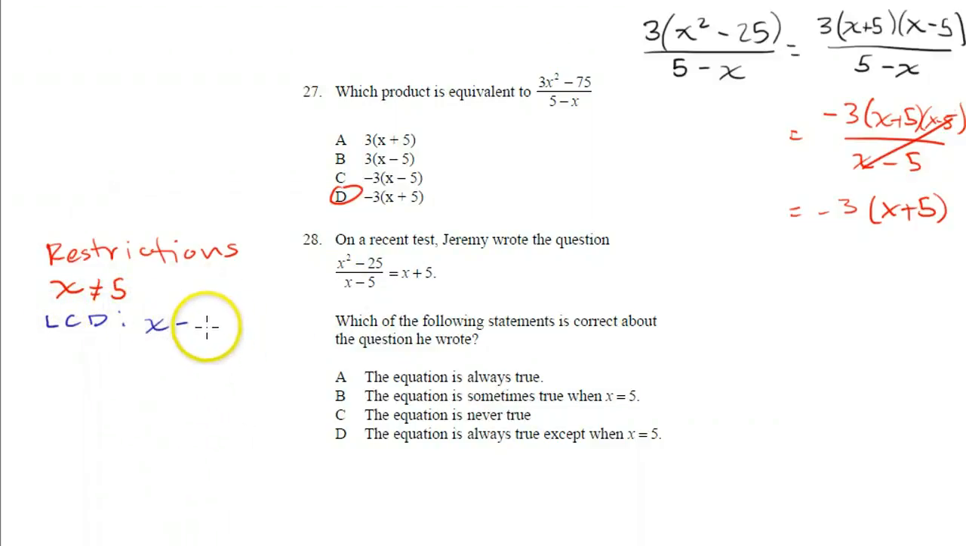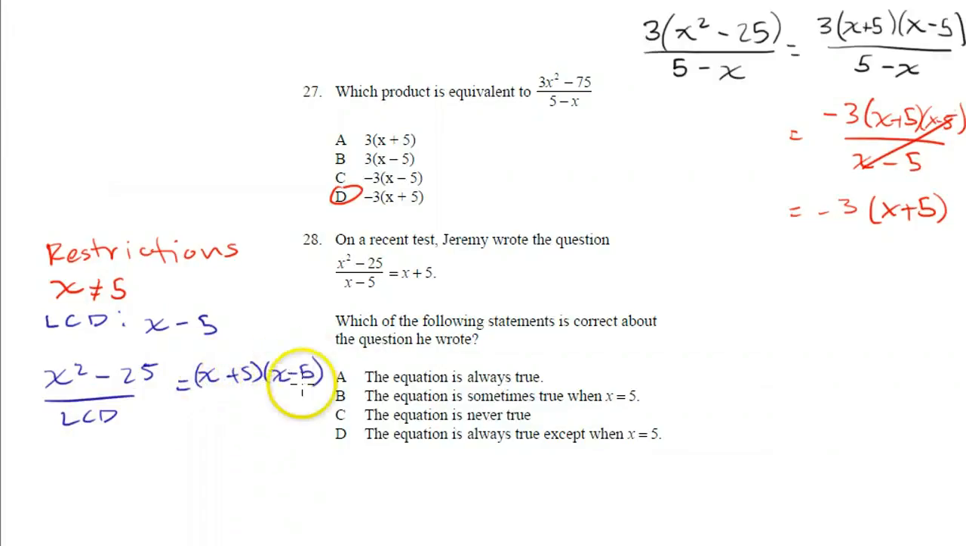So that left side already has the LCD. The right side is missing an LCD. So let's multiply the numerator and denominator by x minus 5. So on the left side I have x squared minus 25 over LCD. The right side is going to be x plus 5 times the missing factor of x minus 5. And that gives us our LCD over here. And we cancel these out, and let's see what happens.